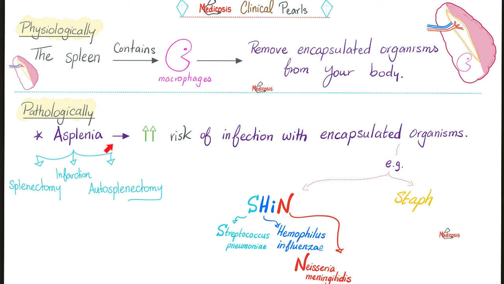If I have asplenia, what's going to happen? Increased risk of infections. With what? With encapsulated organisms, including staph, and including the famous SHiN, as we have discussed before. Please do not confuse Haemophilus influenzae bacteria with the influenza virus.